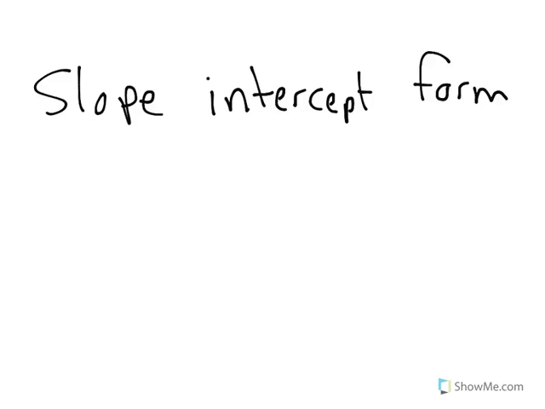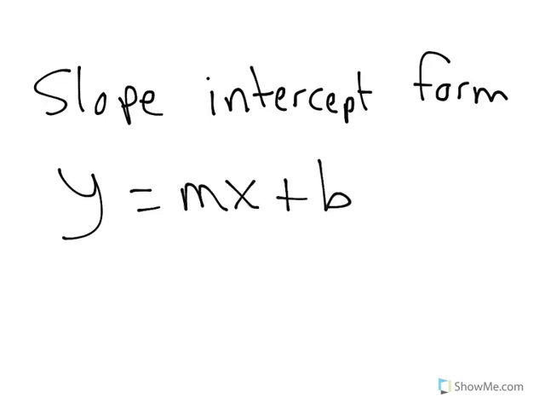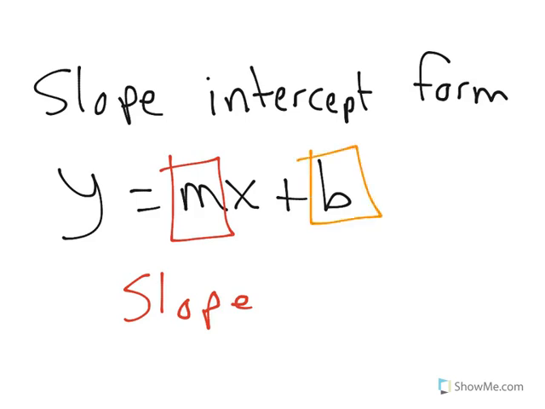Today we're going to talk about slope-intercept form. That is y is equal to mx plus b. And that's where m is our slope, which we've talked a lot about, and b is our y-intercept. And that is where the line crosses the y-axis. That's what intercept means.